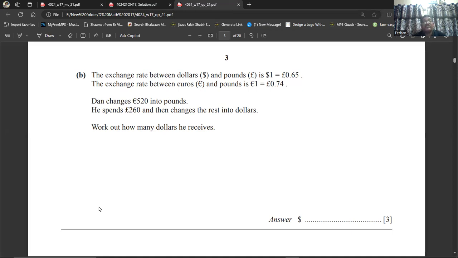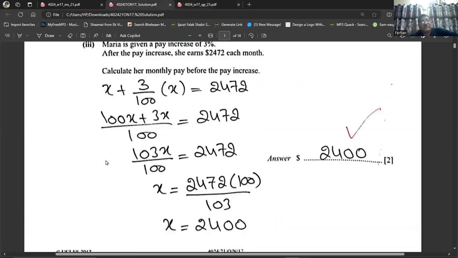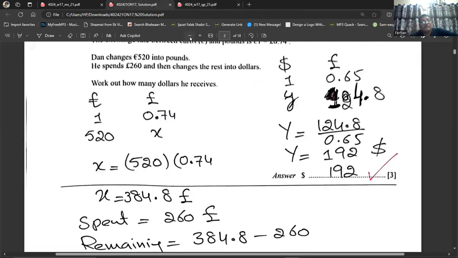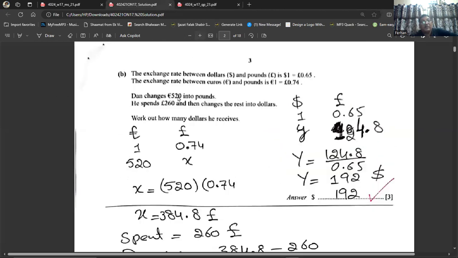If you pay attention to this story, they have 520 euros. First, we will convert those euros into pounds. Then from those pounds, I will subtract 260 pounds. Then I will get how much money in pounds is left. Then I will convert those pounds into dollars. The exchange rate between the pound and the dollar is given. So this is the strategy. It's a 3 marks question. So here we go.